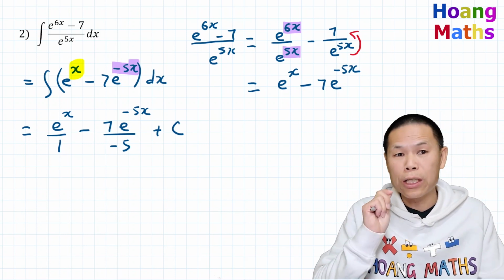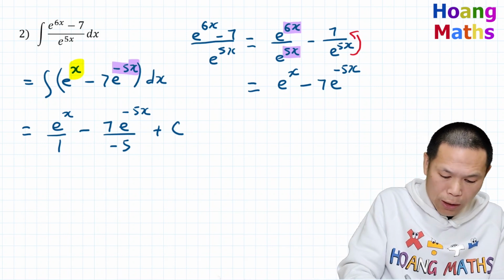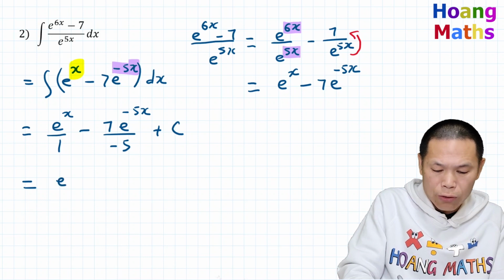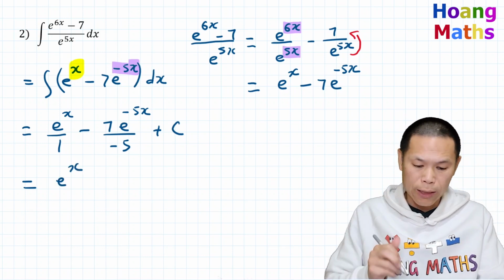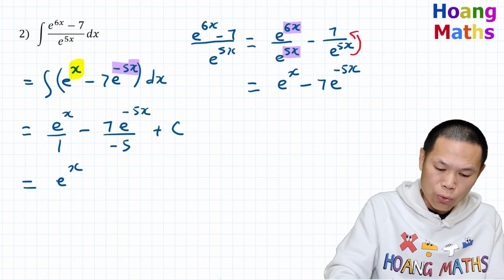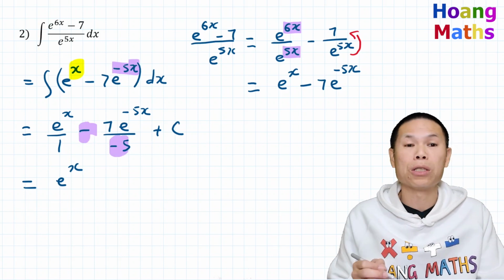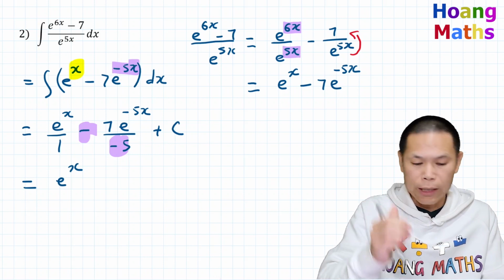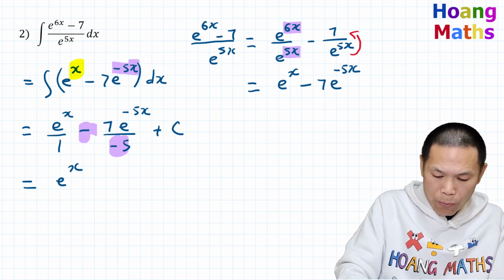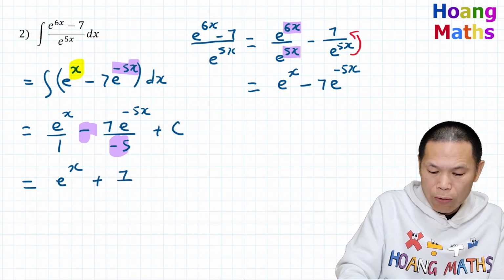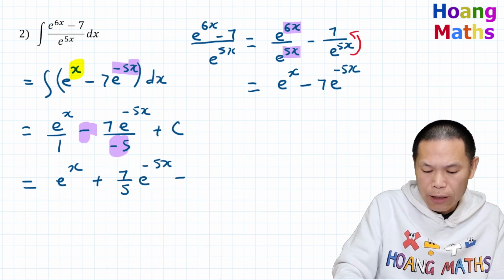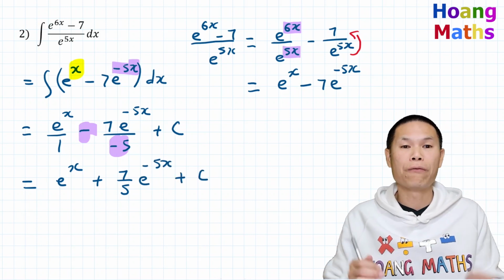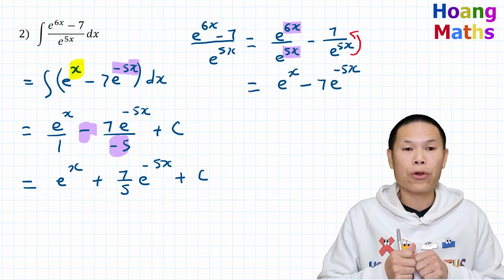So now what I do, I just simplify this. So this is exactly the same as e to the x, because e to the x over 1 will give me e to the x. And we have two negatives together become a positive. So this is exactly the same as e to the x, we add 7 over 5 e to the negative 5x. And don't forget, we add a constant. Very important. So there you go.